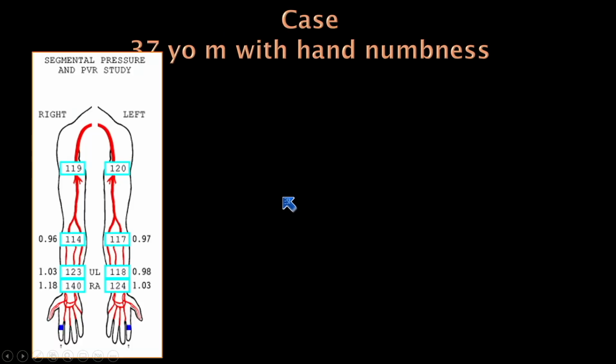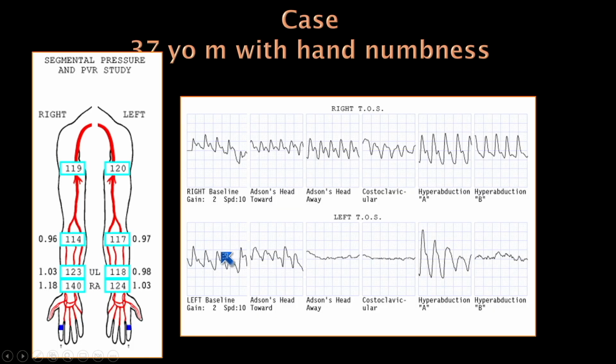This is a case of a 37-year-old male with hand numbness, and we're looking at the wrist-ankle indices. We look at the right side brachial pressures, and the left side, and they're symmetric. And then we're looking a little bit farther down, and it seems like everything is okay, right? So then we ask the patient to perform the maneuvers, just like Dr. Needleman said. That exaggerates the abnormality if there is one present.